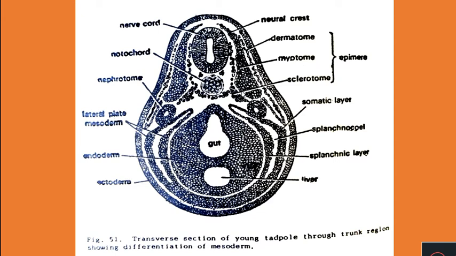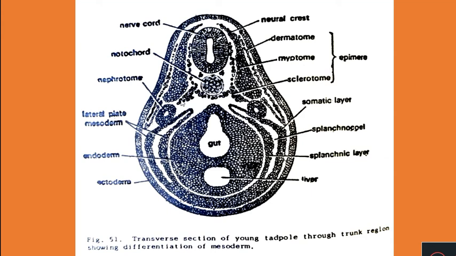This myotome develops into the skeletal muscles of the back. The striated muscles of the back of this embryo is formed from the myotome. Now, the third one, the sclerotome. The sclerotome is that part of the epimere or somite which is very close to the notochord. So, you can see this is the sclerotome, this is the notochord.